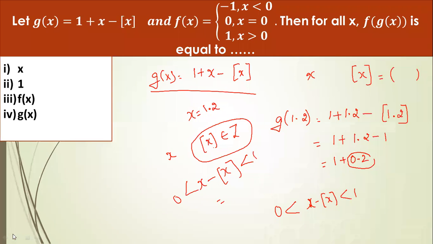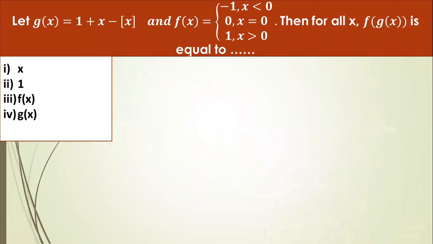Now you have understood all these things. So now, what they've told: f of x is minus 1 if x is less than 0, 0 if x is equal to 0, and 1 if x is greater than 0. We have to find f composition g of x. It is nothing but f of g of x. So what is the value of g of x? Is it greater than 0 or less than 0?